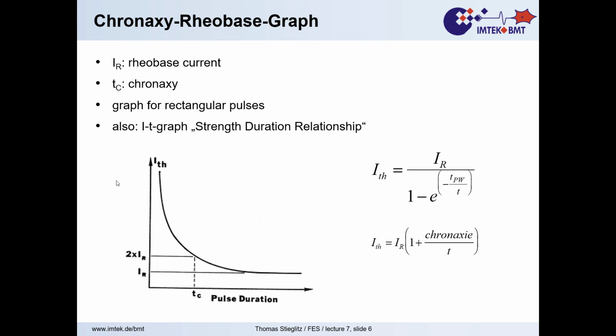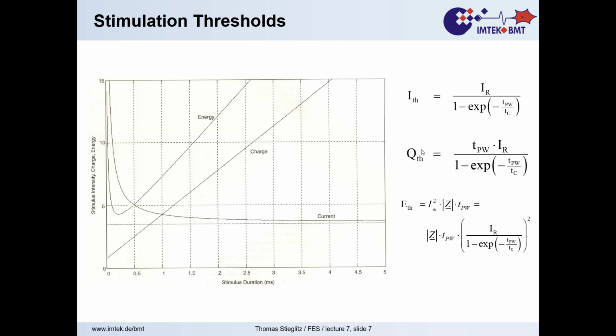And you can do some modeling here, and you come to something that this is the threshold current is equal to the rheobase current plus chronaxie over time, or the exponential equation here. This is the current. We can also look at the charge. How much charge do I put in?